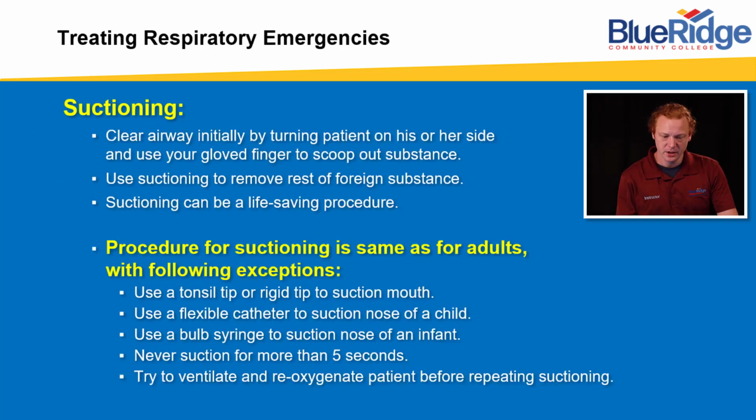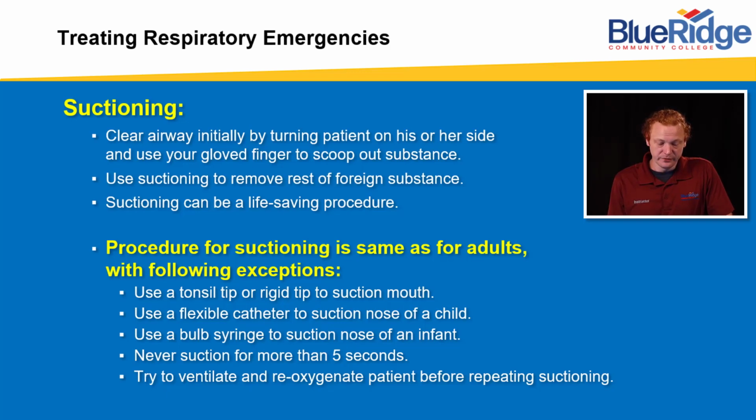Suctioning. When a patient's airway is blocked by secretions, vomitus or blood, you should clear it initially by turning the patient on his or her side and using your gloved fingers to scoop out as much of the substance as possible. Now, this is only in small children and infants. You can use suctioning to remove the foreign substances that cannot be removed with your gloved finger. Suctioning can be a life-saving procedure.